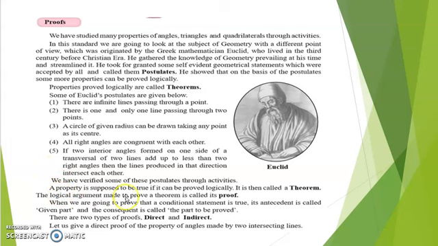Now, a property is supposed to be true if it can be proved logically. It is called a theorem. Now, the logical argument made to prove a theorem is called its proof. Now, when we are going to prove that a conditional statement is true, its antecedent is called the given part and the consequent is called the part to be proved.